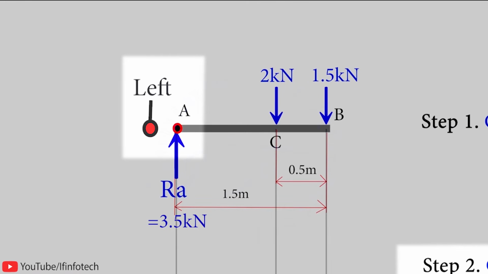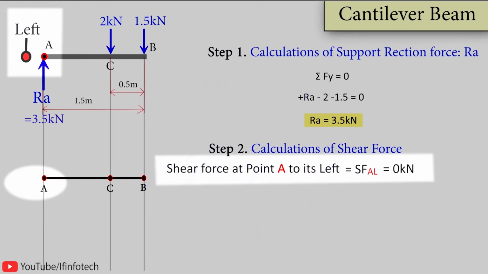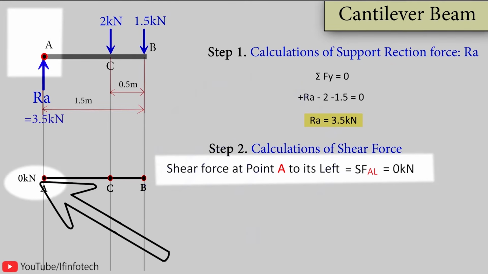Because there are no forces on left side, so SF at A to the left is equal to 0. So to draw shear force diagram, I will draw horizontal reference line of 0 kN shear force. So here I mark 0 value on reference line.